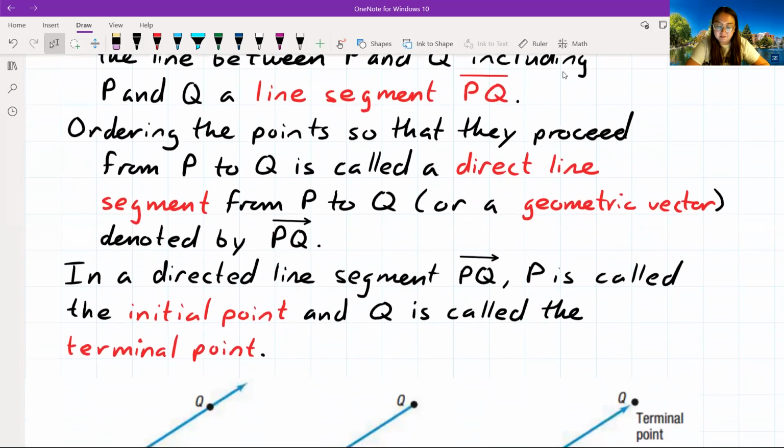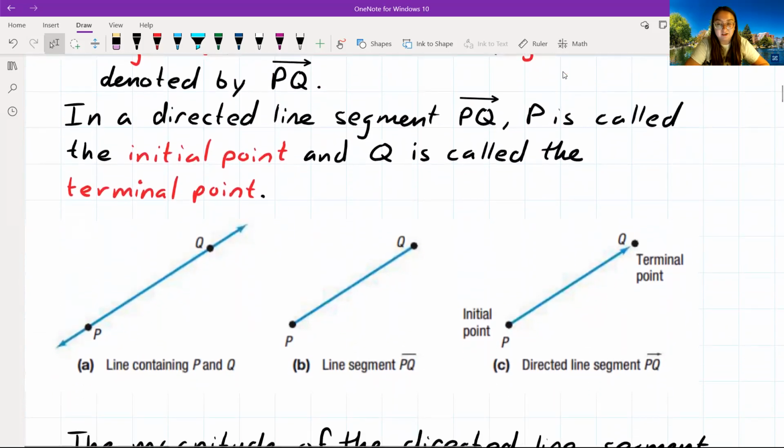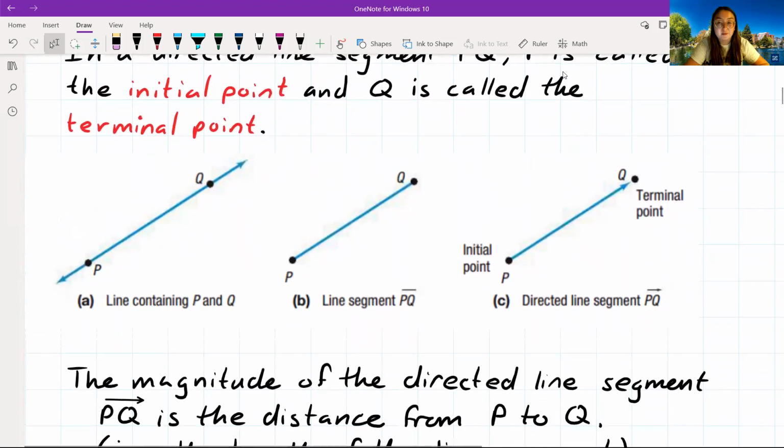Ordering the points so that they proceed from P to Q is called a directed line segment from P to Q, or a geometric vector denoted by PQ, now with an arrow instead of just a line. In a directed line segment PQ, P is called the initial point and Q is called the terminal point.